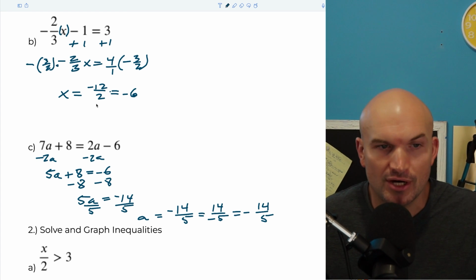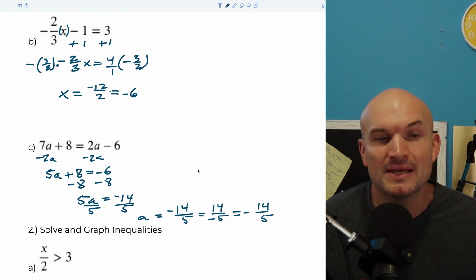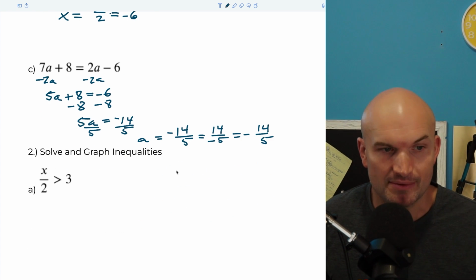You could easily put it down below, but again, it doesn't matter. Either way, you're going to get a negative 6. Just don't put it in the top and the bottom. Then you'd have a positive number, right?